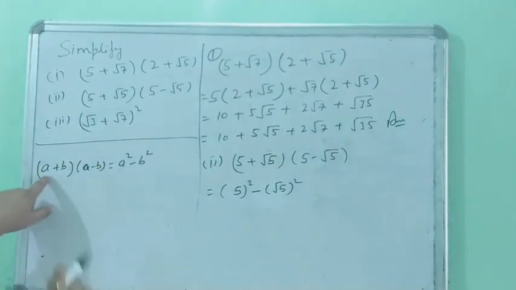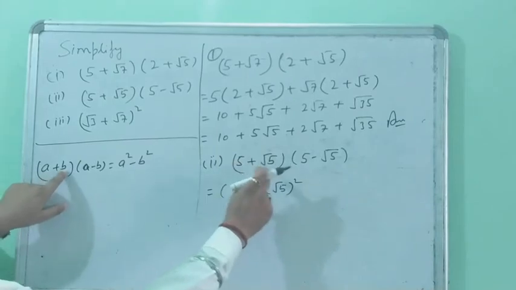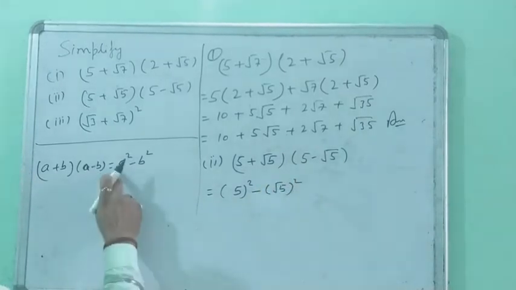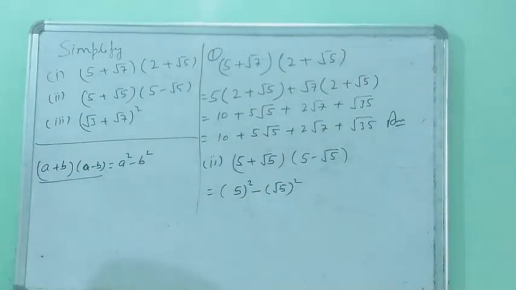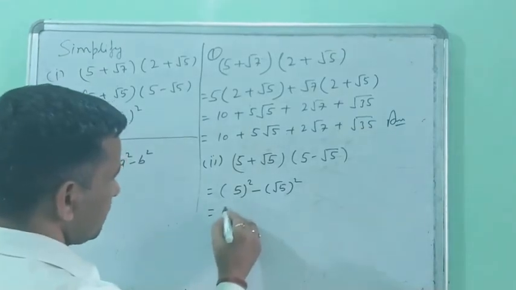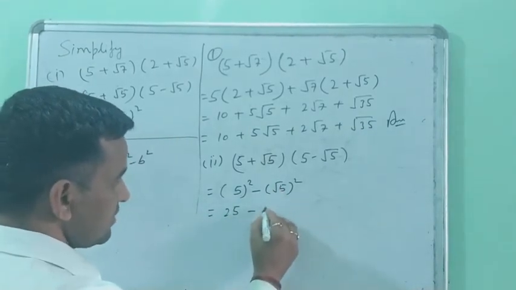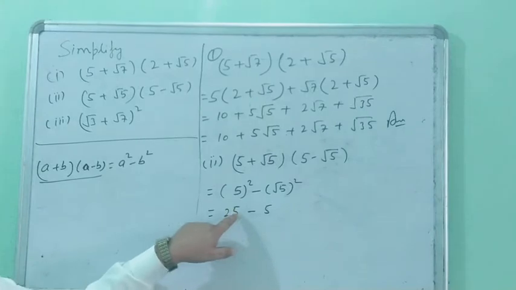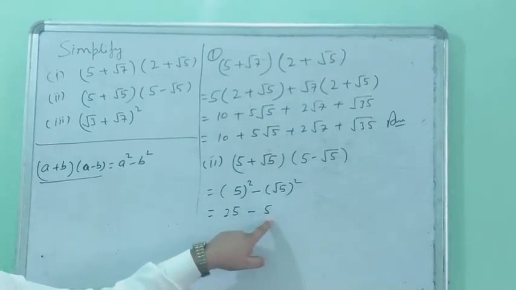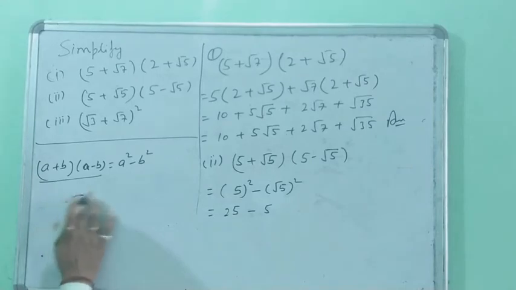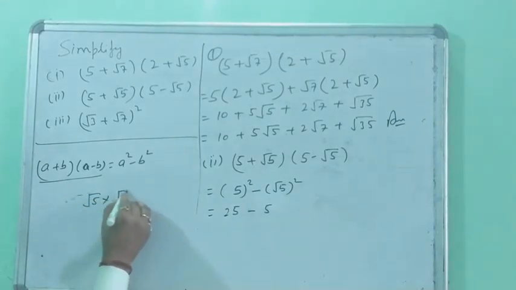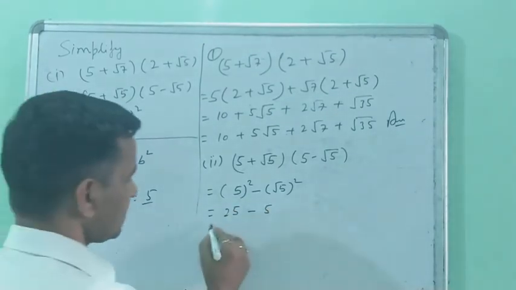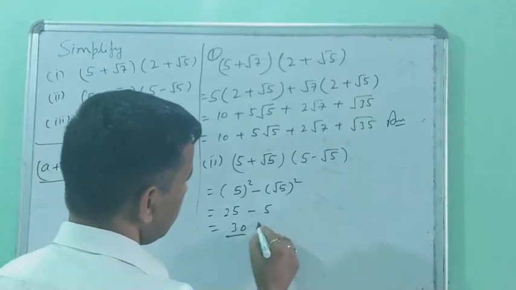A place here you equating this. A place here 5 and B place here root 5. Same, A place here 5, B place here minus root 5. A square minus B square. So what result comes here? Square of the 5 is 25. Square of the root 5 is 5, meaning root 5 into root 5 is 5. Now subtract this, what result comes here? 30. This one is a rational number.